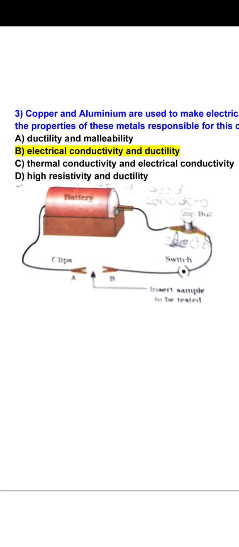Now let us discuss some other questions also. D, high resistivity. Where we need high resistivity? In the heat producing electrical devices such as the geysers and the heaters. The metals cannot be used, the alloys will be used because their resistivity will be higher than the pure metals.